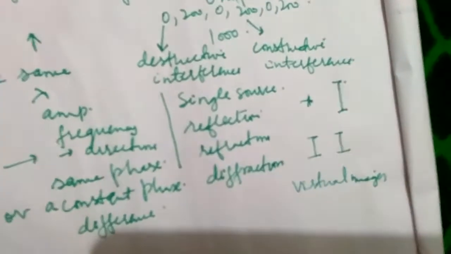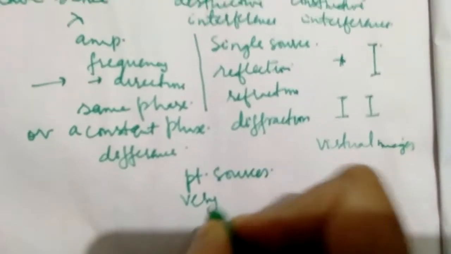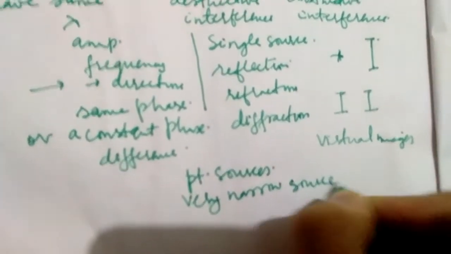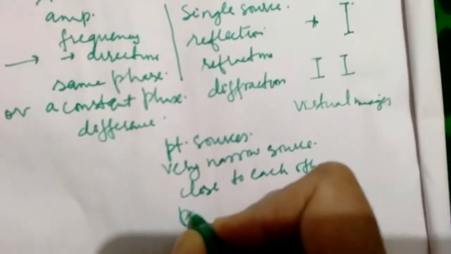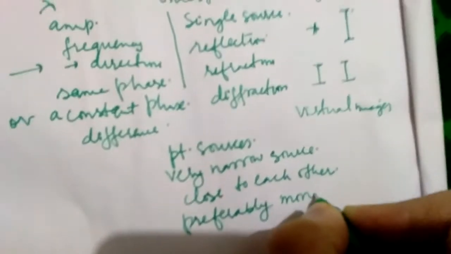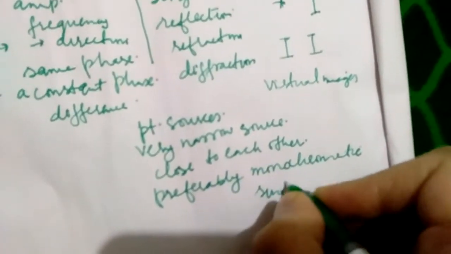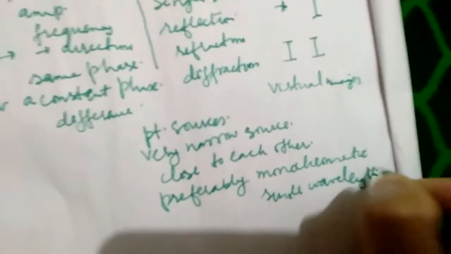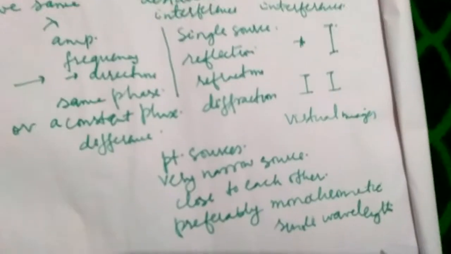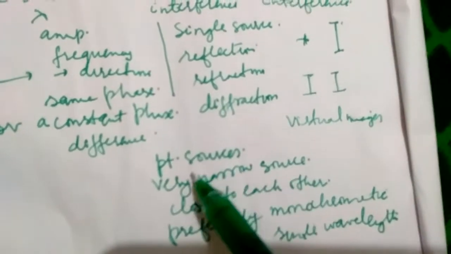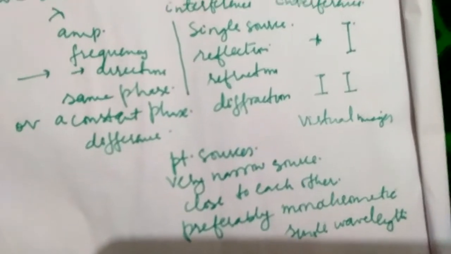They are also coherent. Now some more properties of coherent sources are they should be point sources, that is very narrow sources. They should be very close to each other. They should be preferably monochromatic. What do I mean by that? That they should be emitting single wavelength. So you have, for example, a light source of sodium only, of mercury only. So they will be emitting a particular wavelength, single wavelength. That's what we call monochromatic. So these light sources should be point sources, very narrow sources with least background. They should be close to each other and they should preferably be monochromatic. These are called as coherent sources.